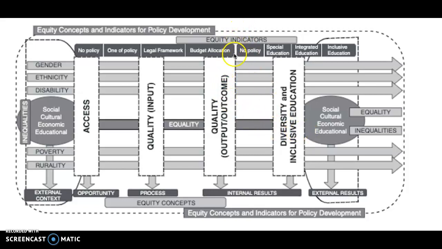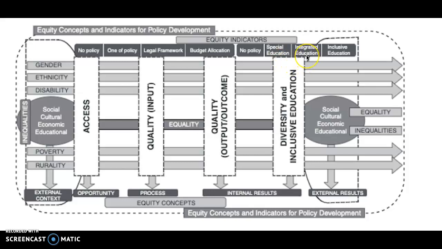And really from this point on, where these indicators separate right here, we're almost looking at a completely different chart. Because once we're looking at the policy through the lens of diversity and inclusive education, we're not just looking at the framework and the budget, but we're looking at, is there a policy? Is the policy special education? In other words, there are special schools, special facilities for students with disabilities.